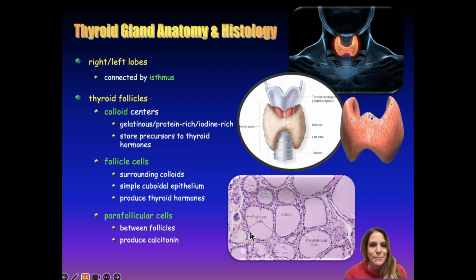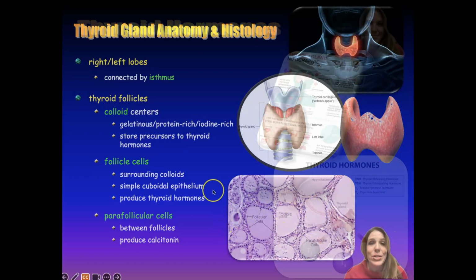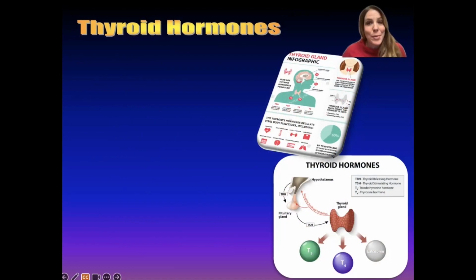in the thyroid gland. Now, all the stuff between those follicles, these are cells called parafollicular cells. Para means near, so they're near the follicles. And those are not going to produce thyroid hormone. They're going to produce another hormone called calcitonin, which we're going to be talking about in just a minute. So now you know the anatomy and histology of the thyroid. We're ready to start talking about the thyroid hormones.